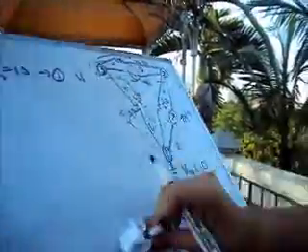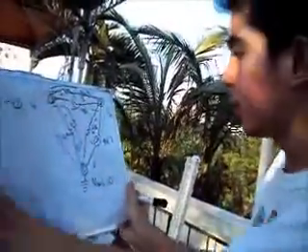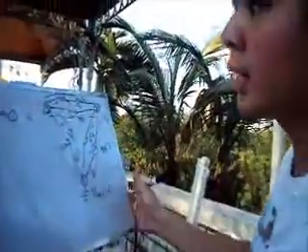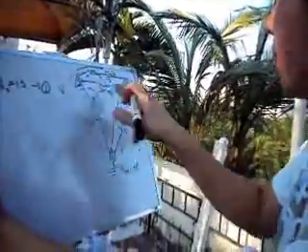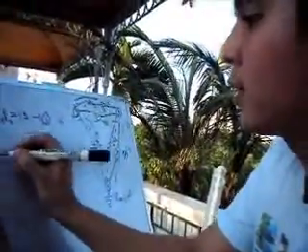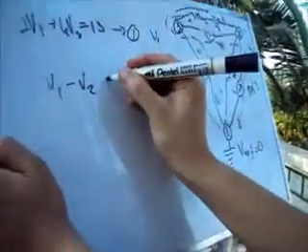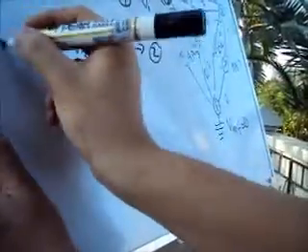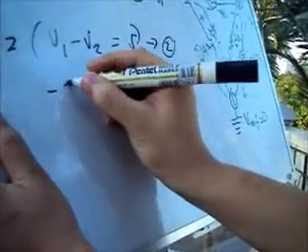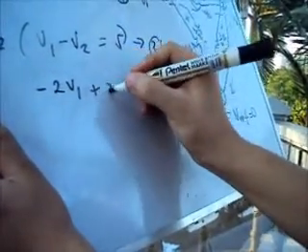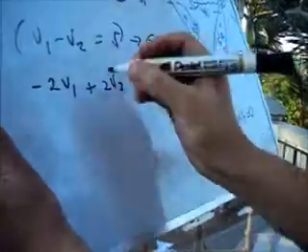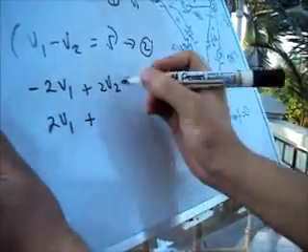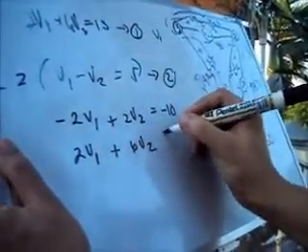In finding the other equation, because we have two unknowns, we need two equations to solve them. We can find another equation in our supernode, in which V1 minus V2 is equal to 5 volts, the potential difference. So this is our equation 2. Solving this, we can multiply this equation by negative 2. So we have 2 V1 plus 2 V2 minus 10, plus 2 V1 plus 6 V2 is equal to 13.